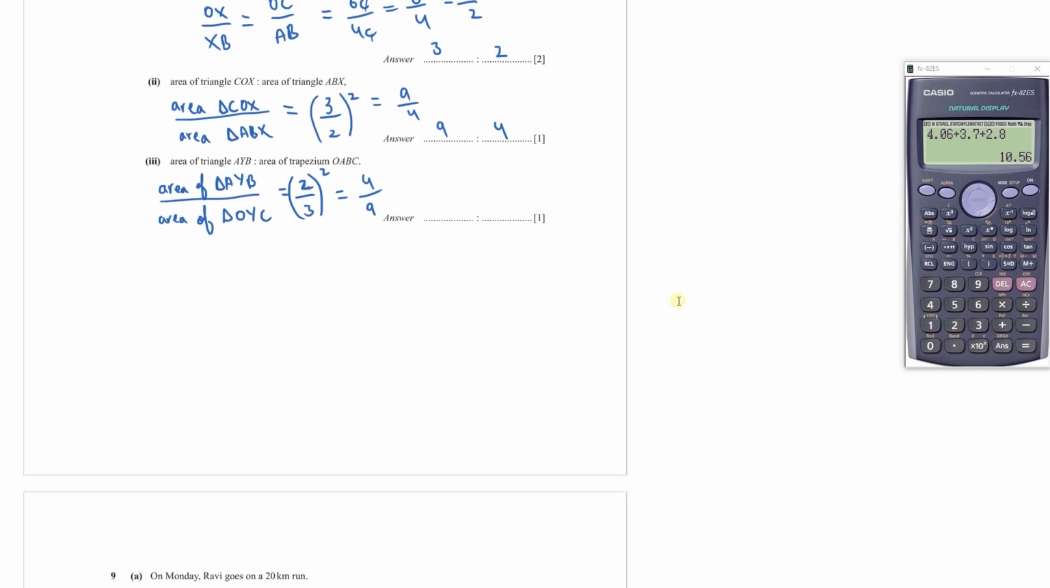So to find the ratio of the area of triangle AYB to the area of this trapezium OABC, the area of triangle AYB is 4. But now the trapezium area is this full big triangle, 9, minus this small triangle, 4. So this will give you 4 over 9 minus 4, which is 5. So your answer will be 4 ratio 5.